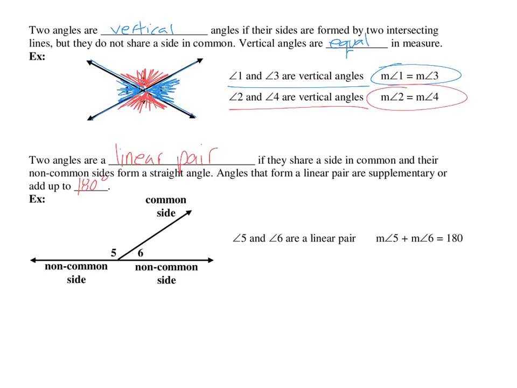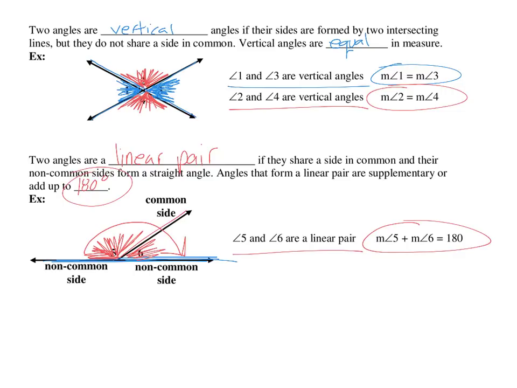All right, so here we have two angles. We have this side in common, and their non-common sides form a straight line, right? So these two angles combined add up to 180 degrees, making a complete 180. They're known as a linear pair. Once again, they add up to 180 degrees.